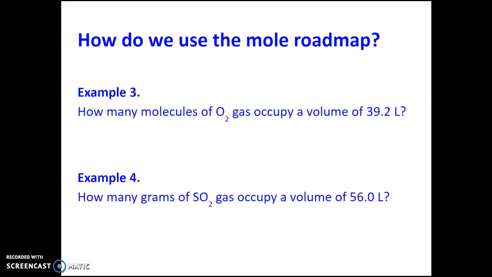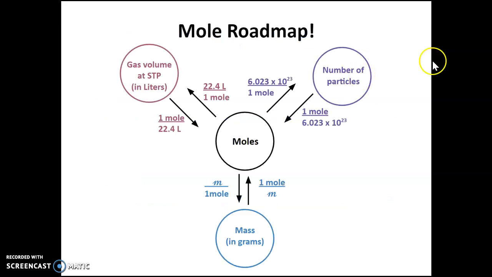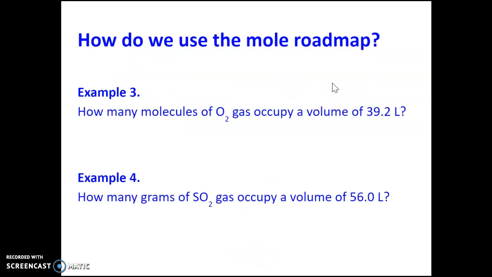Okay, so if we want to use our mole roadmap, we will look at some more complicated problems. So this says, how many molecules of O2 gas occupy a volume of 39.2 liters? So if I'm looking at my mole roadmap, I'm looking for particles and I was given liters. So I'm going to need to use the molar volume constant to go from volume to moles, and then I can go from moles to particles using Avogadro's number. So that's my game plan for the first one.